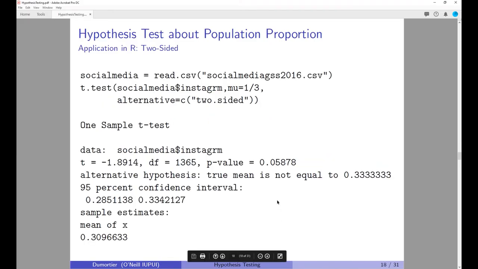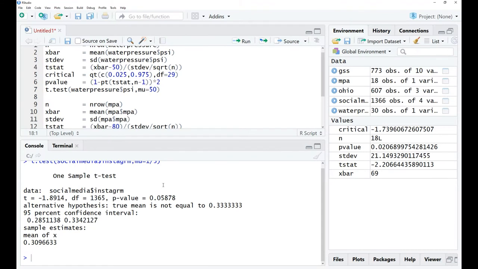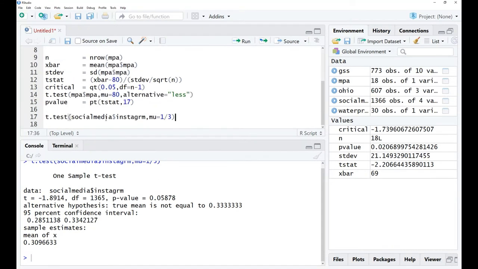Now, we can also calculate a one-sided test. Suppose that Instagram claims that more than 1/3 of Americans are using Instagram. In this case, you have to specify that you're doing a one-sided test by saying that the alternative is equal to greater. Okay? It's equal to less. Because remember, the null hypothesis is that it is more than 1/3. And hence, you have to specify the alternative hypothesis for R that it is less.